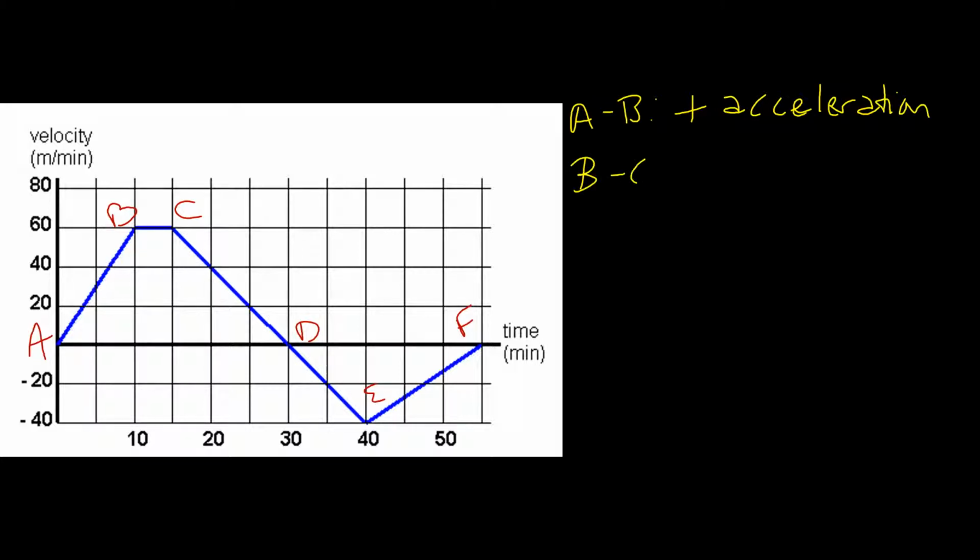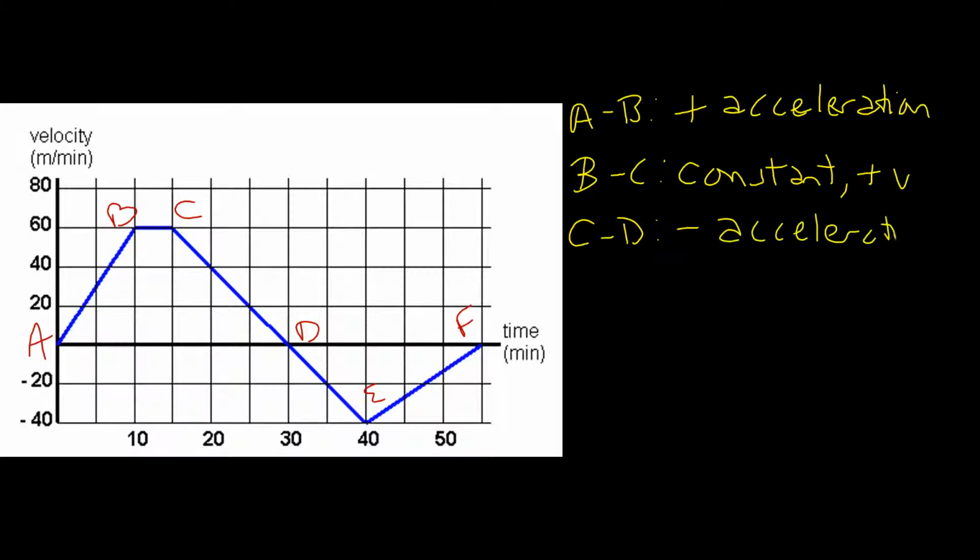From B to C, the object has a constant velocity, and it's positive. Okay, so from B to C, it has a constant positive velocity of 60 meters per minute. From C to D, it has a negative acceleration, okay, and is slowing down because it's approaching the x-axis. So from A to B, it's speeding up. And from C to D, it's slowing down.